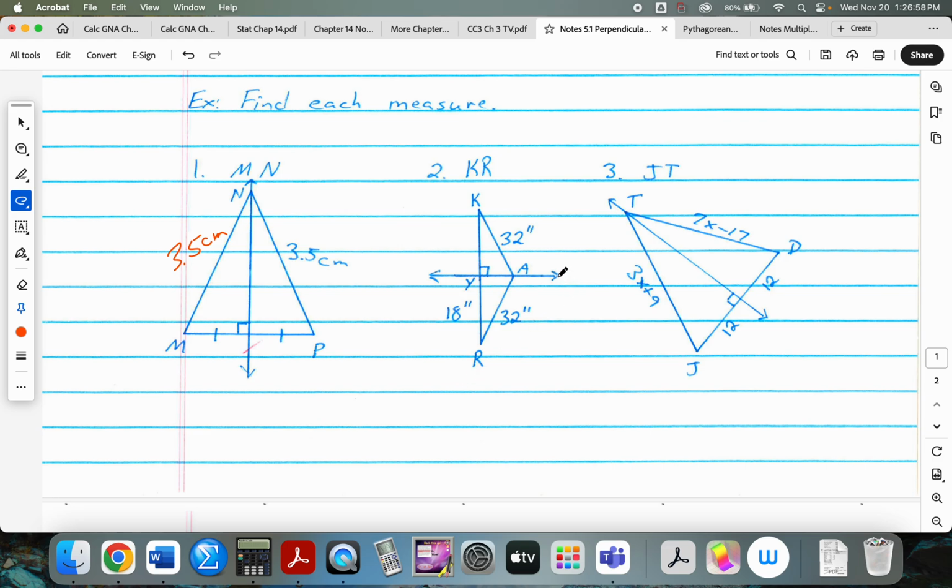This one is the converse. Here we have a point A that is equidistant from K and R. Since it's equidistant from K and R, it must be on the perpendicular bisector of segment KR. And if that's the perpendicular bisector of KR, if that's 18 inches, so is this.